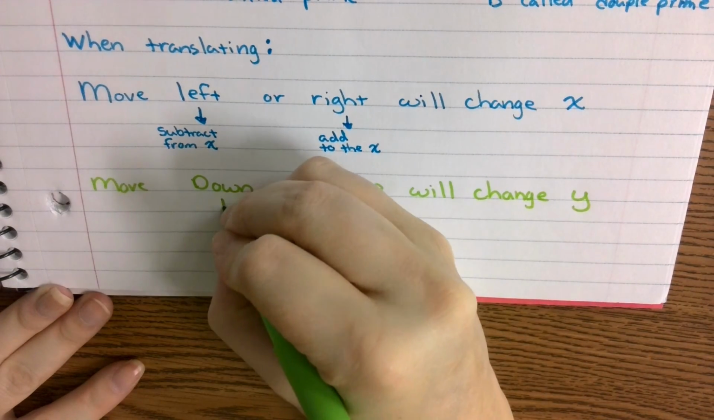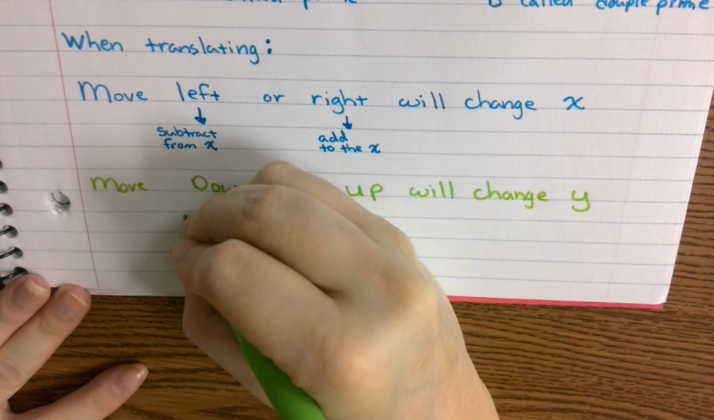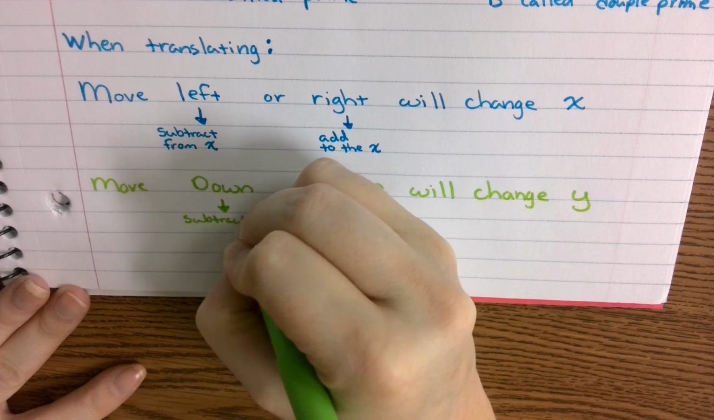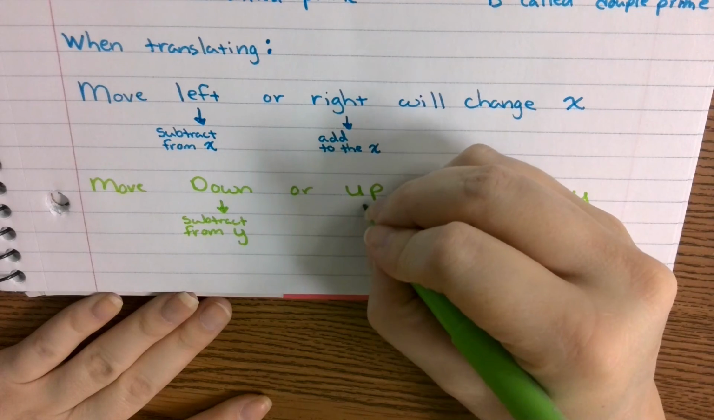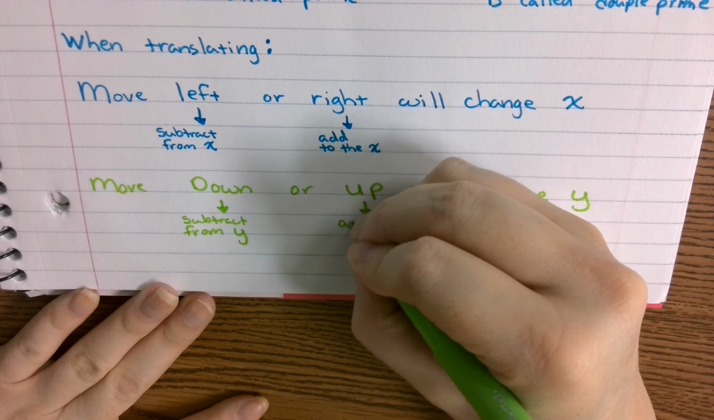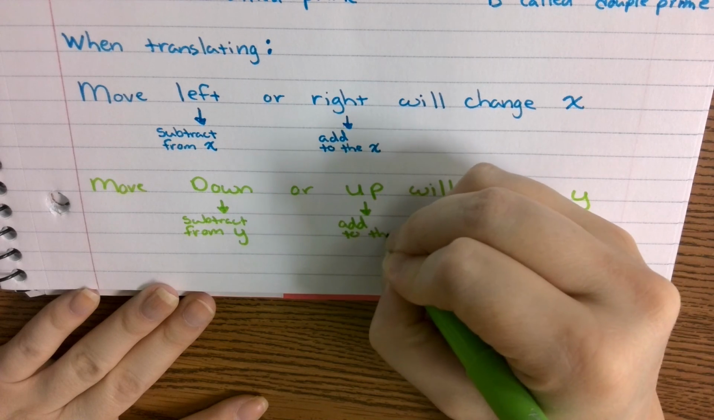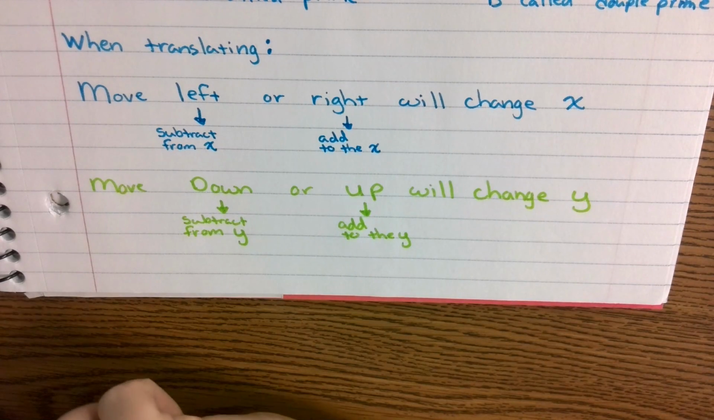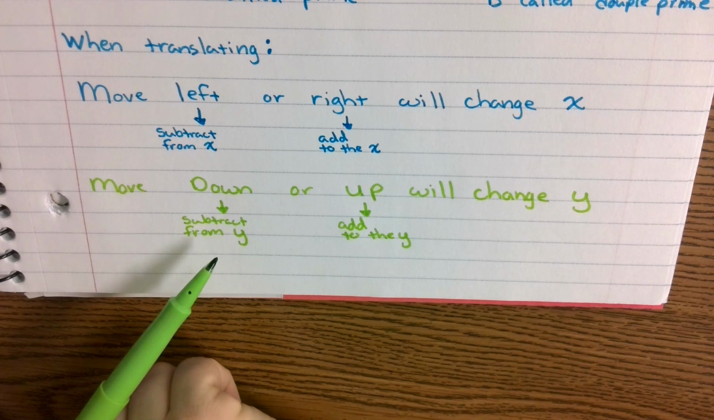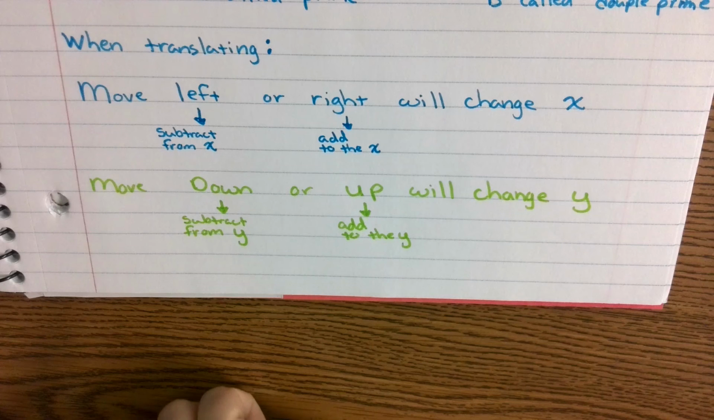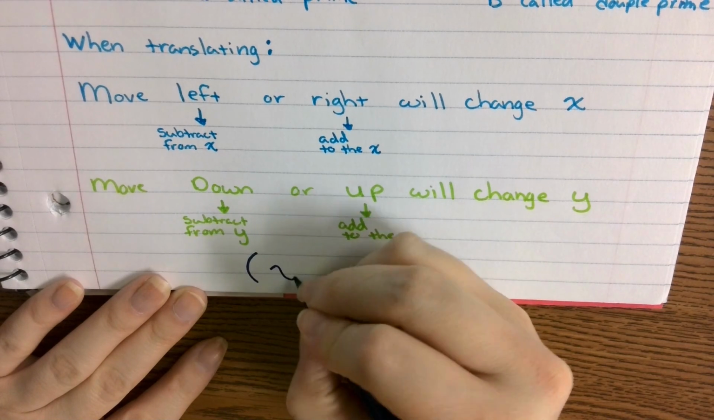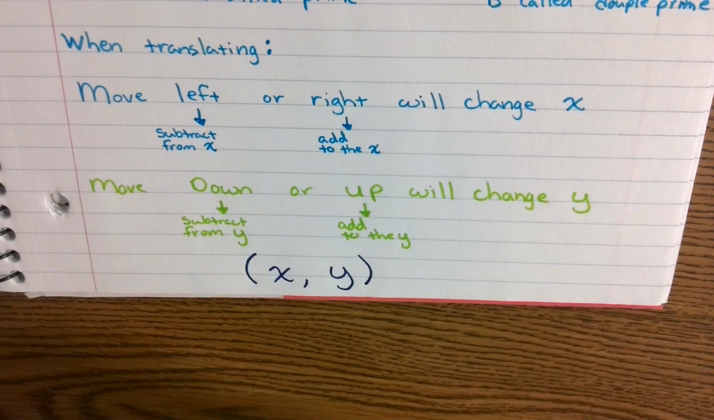So if we move down, we would be subtracting from our Y. And if we move up, we would be adding to the Y. If we move down, we would subtract from our Y. If we move up, we're going to add to the Y. And again, just as a reminder, our coordinates are written as x, comma, y. That's our coordinate.